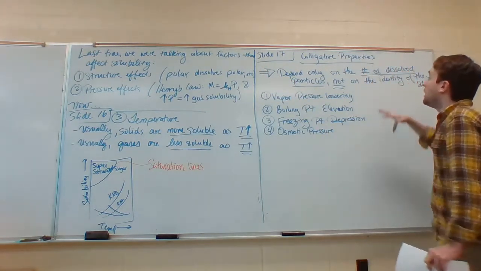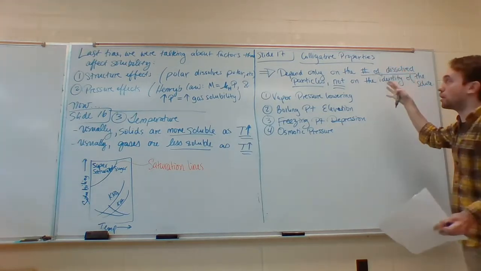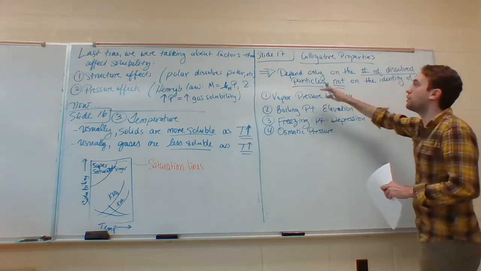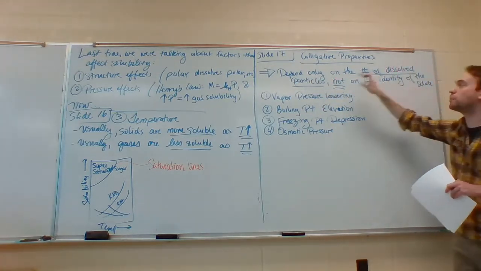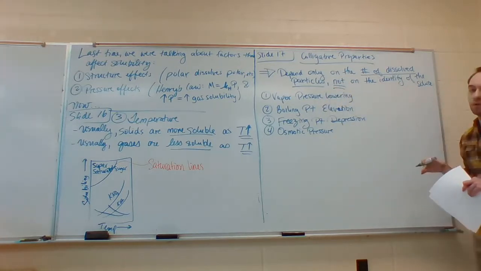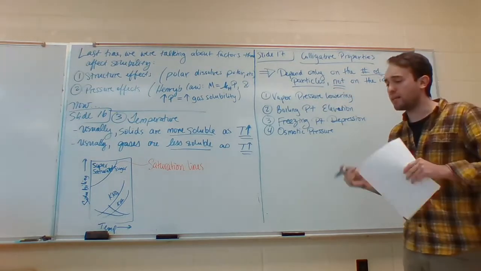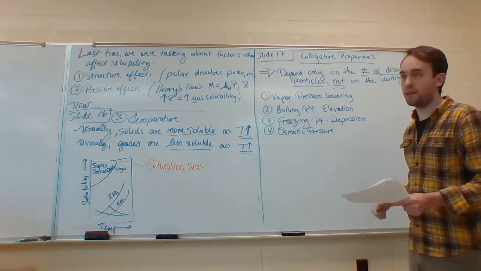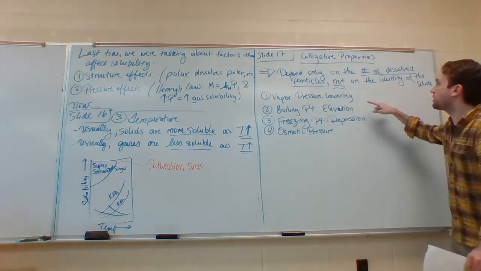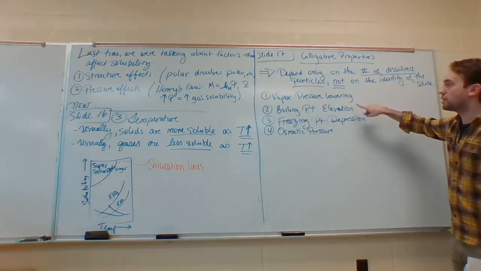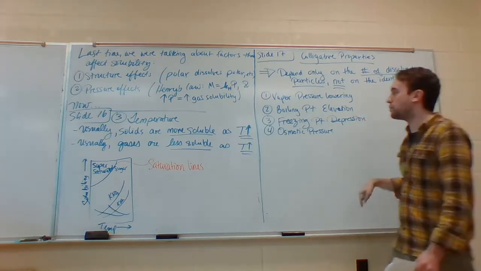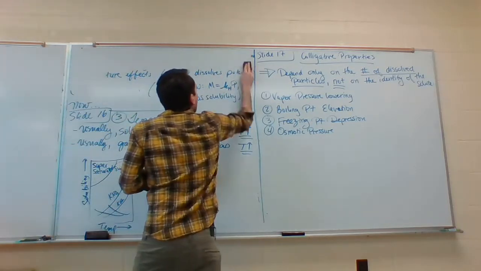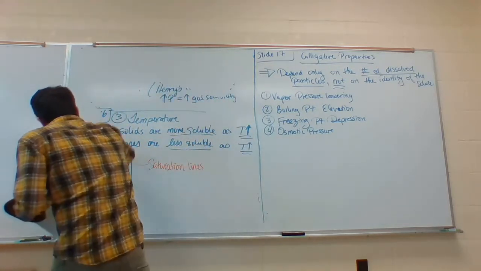Now, another set of properties that I want to talk about regarding solutions are our colligative properties. So moving on to slide 17, colligative properties are those which depend only on the number of dissolved particles, not on the identity of the particles. So in other words, they depend on how much you can pack into that solution, okay? Some of these properties are going to be vapor pressure lowering, boiling point elevation, freezing point depression, and osmotic pressure. And I'll be going through each of those in our videos, all right?